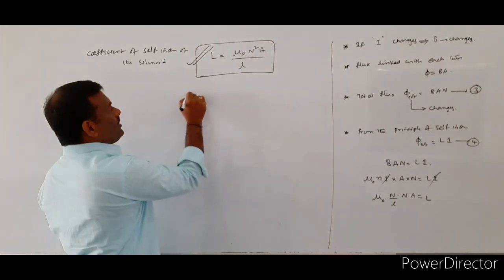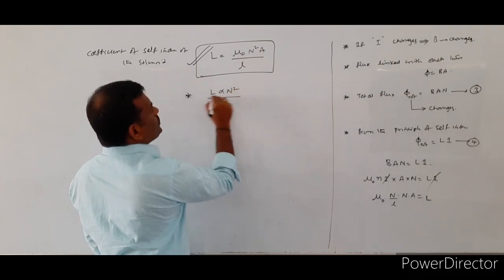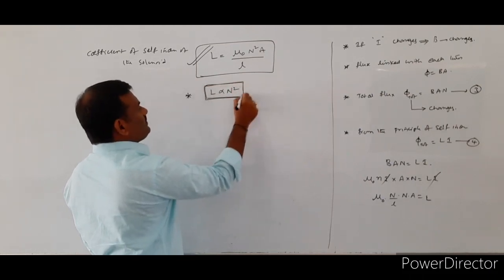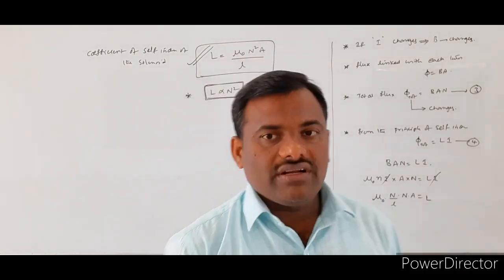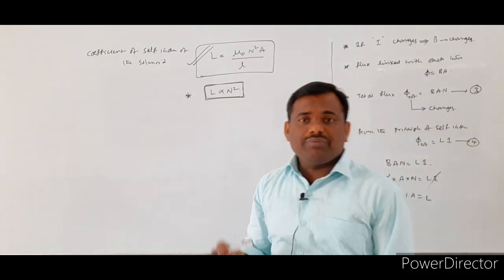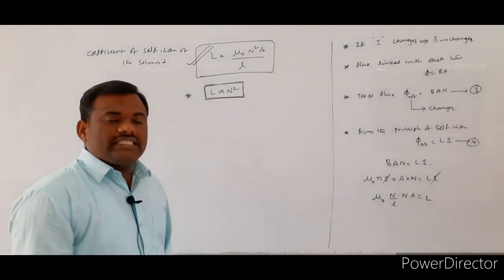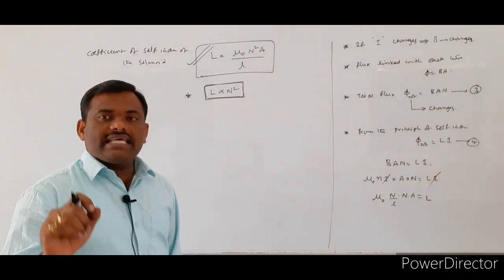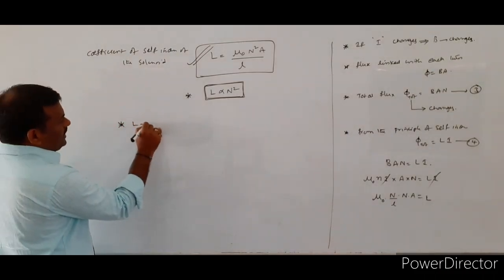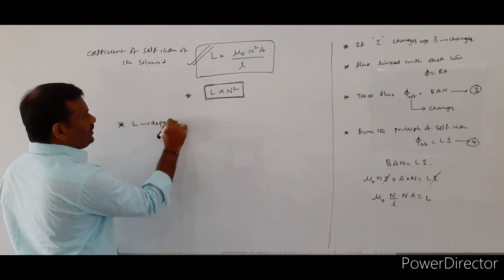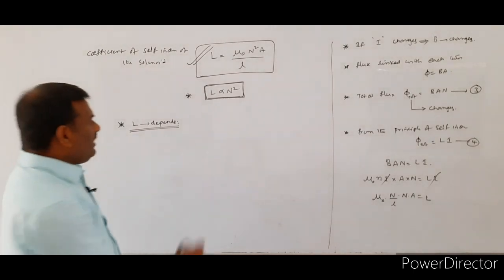One more theory bit they are also asking: the coefficient of self-induction is directly proportional to the square of the number of turns. The coefficient of self-induction is always directly proportional to the square of the number of turns. So this is the expression for the coefficient of self-induction. Now the coefficient of self-induction depends upon some factors.